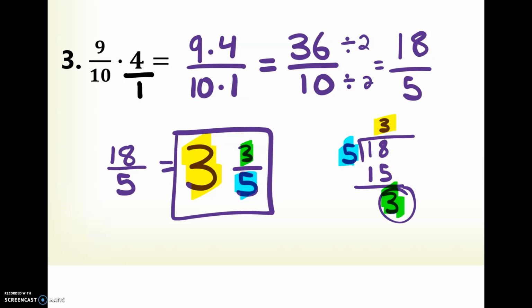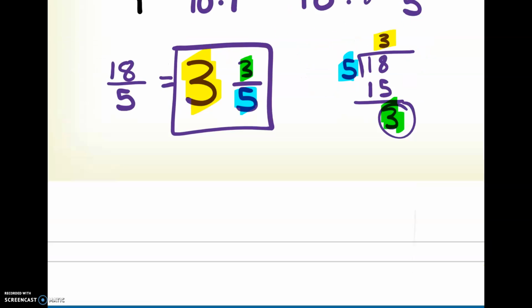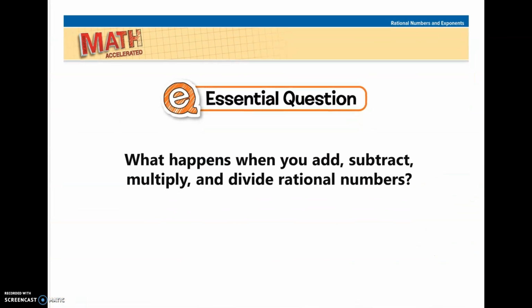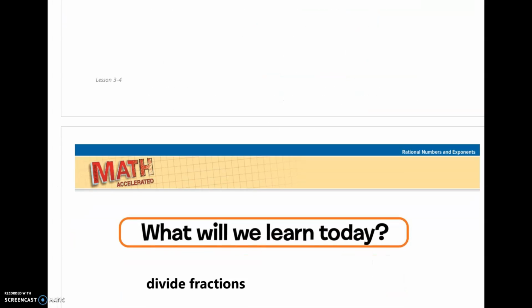Okay, so let's move on and look at some examples of using division. So again, remember, please make sure we're writing all this down in our notebook. So all these notes should be written down in your notebook as we go through. So then when you come to class, you have those notes to use on your tests and quizzes and stuff.